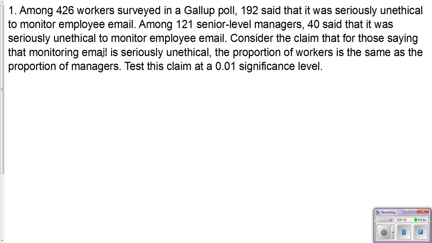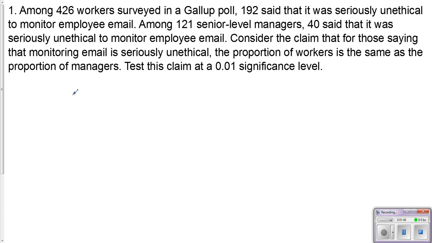First thing we're going to take a look at is pulling out all of the information necessary here. Among 426 workers surveyed in a Gallup poll, 192 said that it was seriously unethical to monitor employee email. Among 121 senior level managers, 40 said that it was seriously unethical to monitor employee email. Consider the claim that the proportion of workers saying that monitoring email is seriously unethical is the same as the proportion of managers.